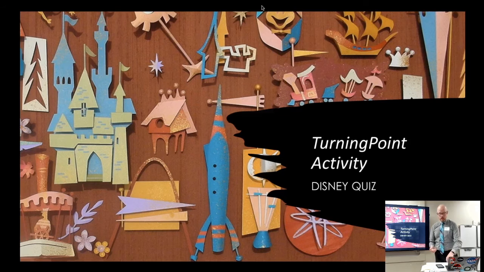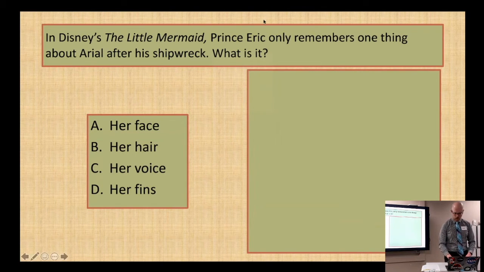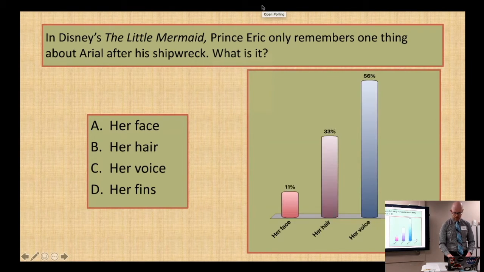I have some questions. So here we go. We can all start, and I see that my app is working. In Disney's Little Mermaid, Prince Eric only remembers one thing about Ariel after his shipwreck. What is it? I'm gonna do both here, and I'll just press the buttons and see how they work. I have 8 responses. Does anyone need any more time? All right, then I am going to click on close. Now that's closed, and there we go.